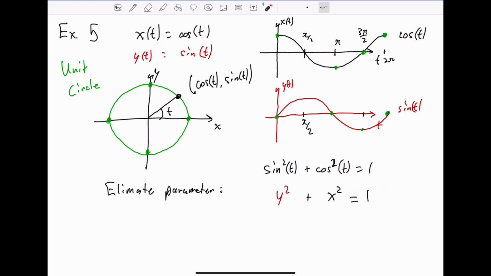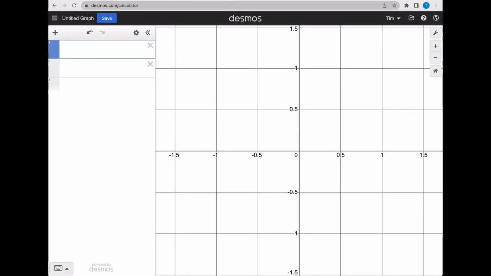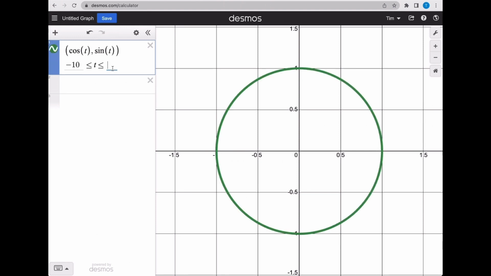Let's take a look at these concepts in Desmos. So first of all, let's just plot the parametric equations x equals cosine of t and y equals sine of t. And let's vary the parameter, let's just say from -10 to +10. So we get the circle just as we expect.